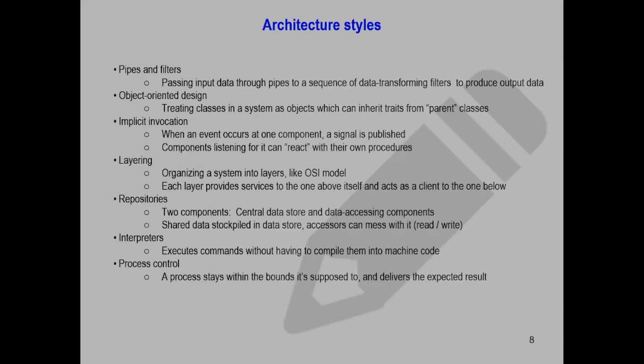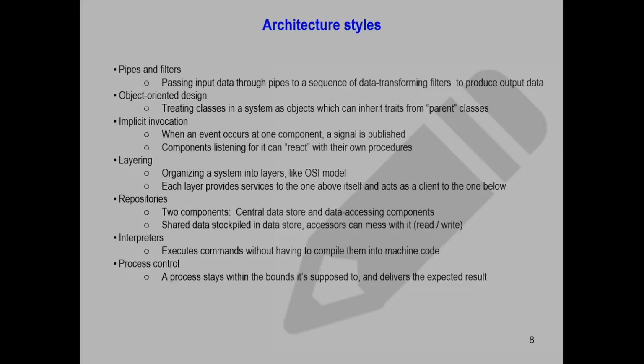Implicit invocation is when an event occurs at one component, a signal is published. There are several components elsewhere listening for this signal. When those components hear that signal, they react with their own procedure. So basically one sets off an alarm, and the others respond to it by doing some function. Layering is organizing a system into layers, like the OSI model. Each layer provides service to the one above and acts as a client to the one below.